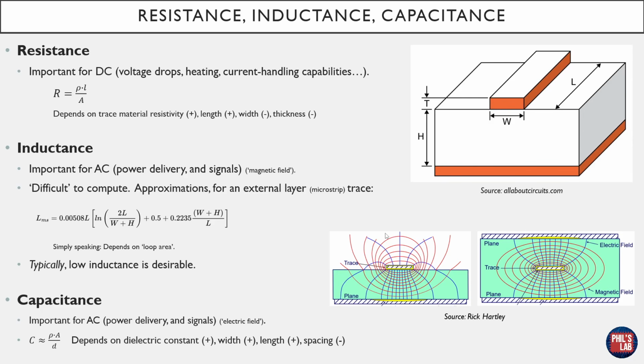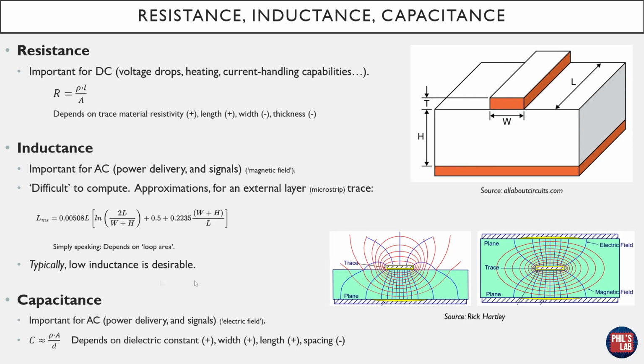Inductance of a trace can be a bit difficult to compute. There are a few different approximations. For example, this one here, which I took from allaboutcircuits.com. There are many different calculators to help you do this, and we'll look at some in just a second. This one actually doesn't take into account the trace thickness. This is again an approximation, but what we can take away, that inductance is to do with loop area, very simply speaking. So if we increase the thickness of our dielectric, we increase the loop area, and we have a higher inductance trace per unit length.